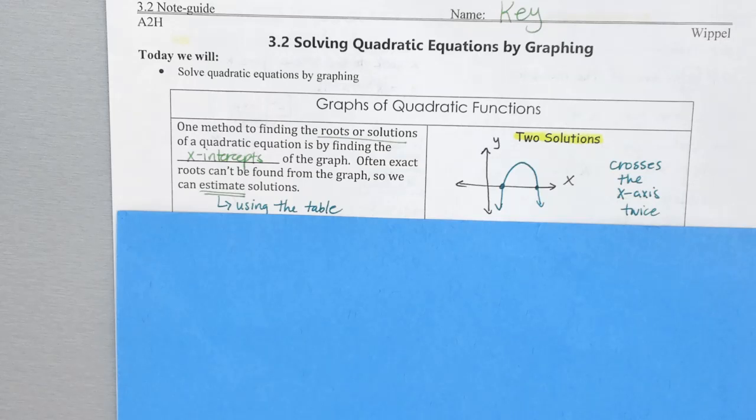All right, so our objective today is to solve quadratic equations by graphing. When you are solving by graphing, you are trying to find the x-intercepts of the graph. Remember that there are a lot of words that mean the x-intercepts. It can be a solution, it can be a root, and sometimes we can't find exact roots from the graph. When that happens, we're going to be using the table.